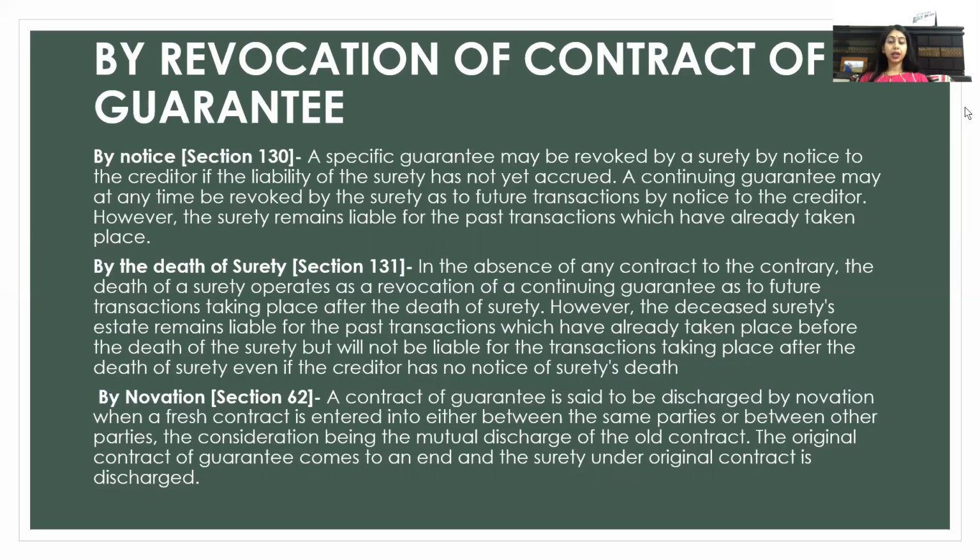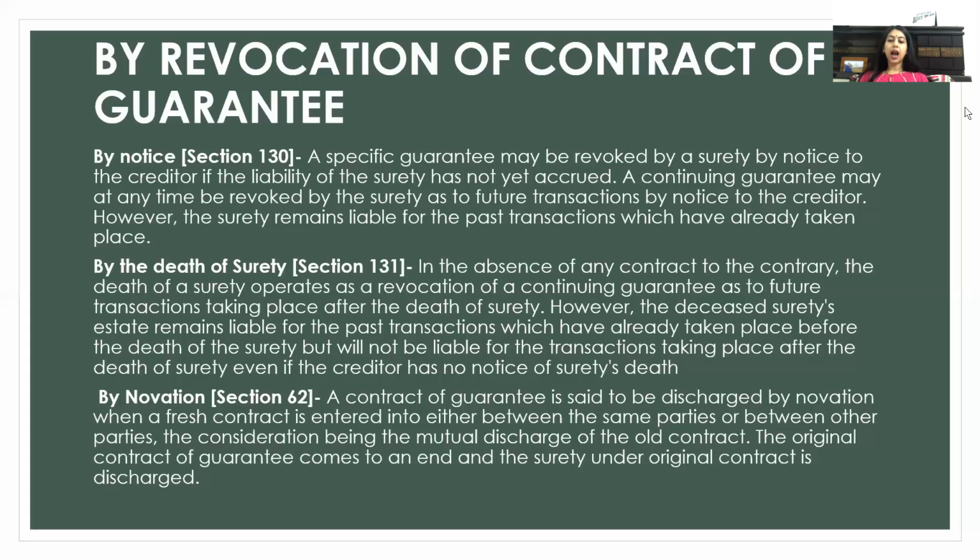Next, section 131, by the death of surety. In the absence of any contract to the contrary, the death of a surety operates as a revocation of a continuing guarantee as to future transactions taking place after the death of the surety. Means as soon as the surety has died, his liability comes to an end. But for transactions before the death of the surety, his estate can be made liable. There is no liability for future transactions after the surety's death.